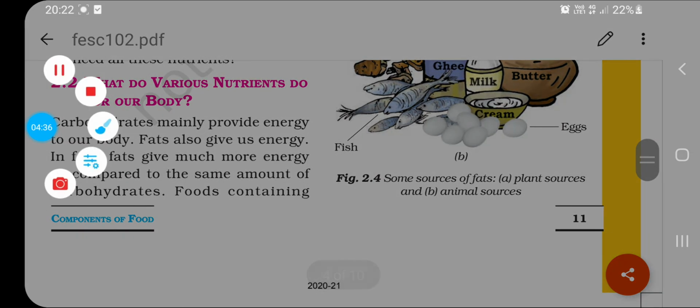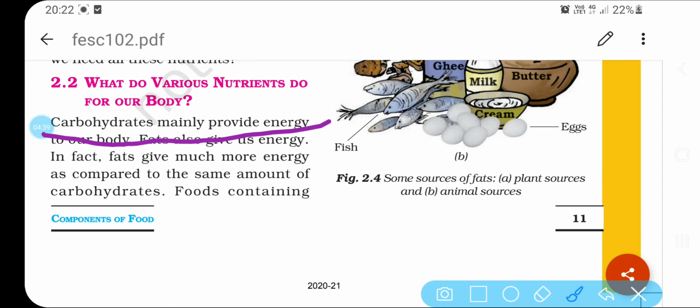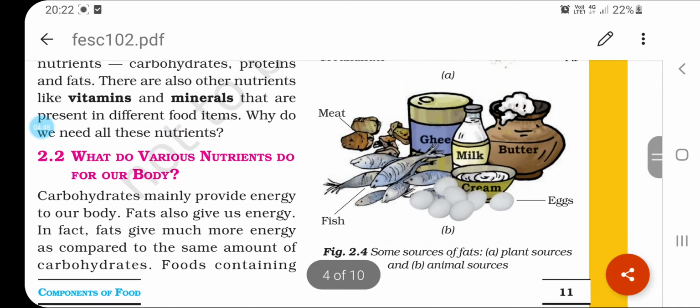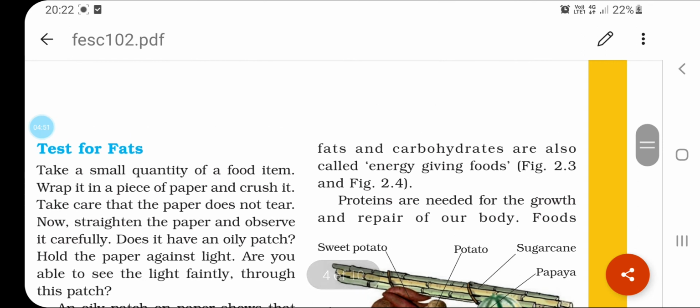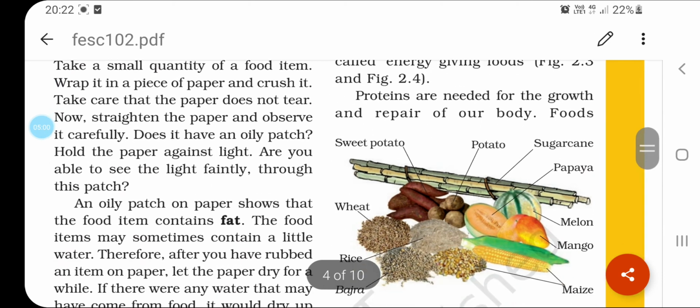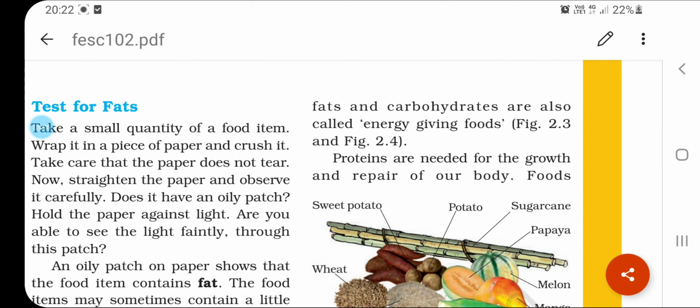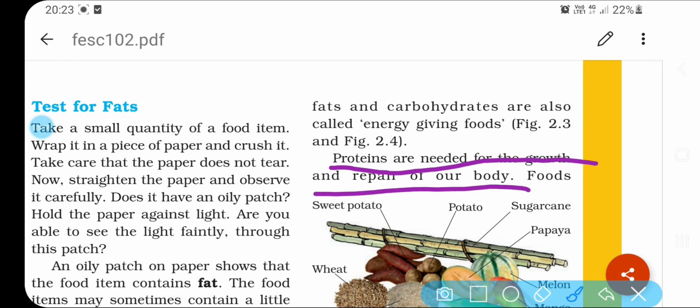Carbohydrates provide energy to us, and fats provide more energy than the same amount of carbohydrates. Food containing fats and carbohydrates is also known as energy giving food. What is it known as? Energy giving food. Some examples are rice, potato, starch and many things. Proteins are needed for the growth and repair of our body.